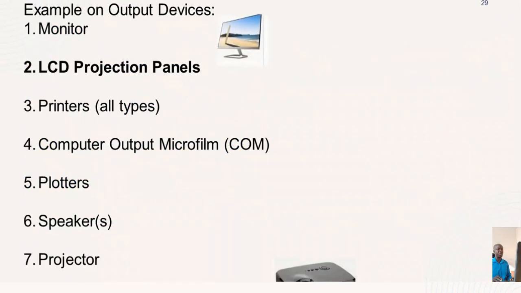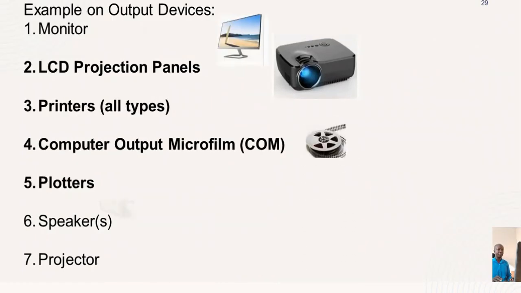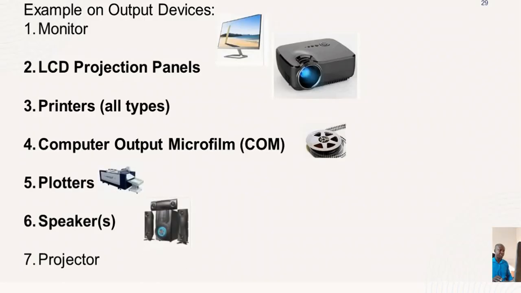Examples of output devices. We have the monitor, LCD, projection panel, printers, all types of printers, computer output microfilm. We have plotters, we have speakers, and we have projectors.